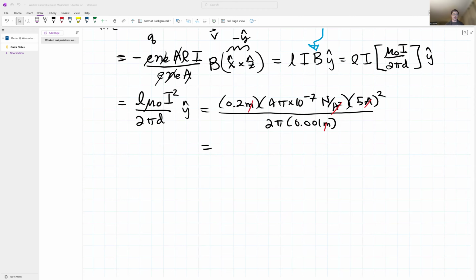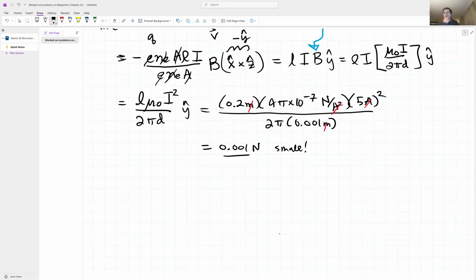All right, I get that it's, let me just double check here. Yep, I think I got it. I get a 0.001 newtons. Small. It's a small force.